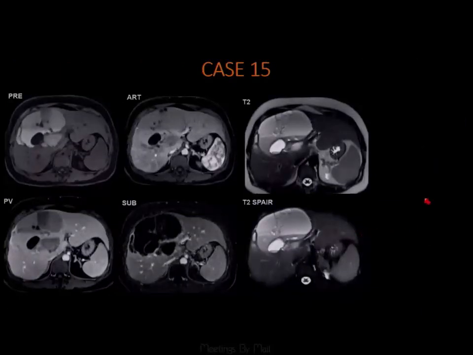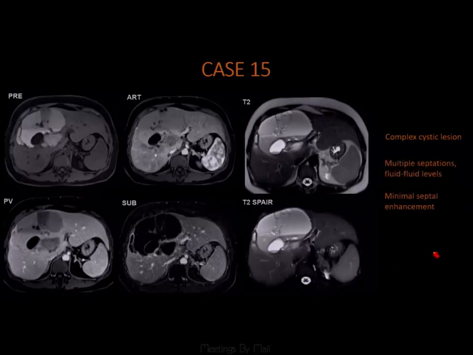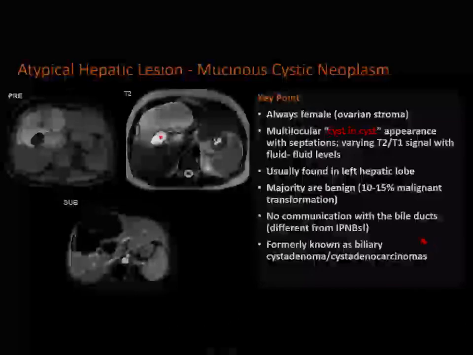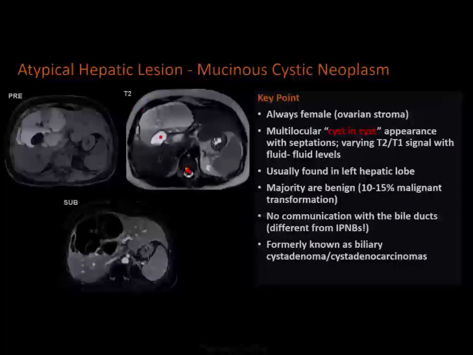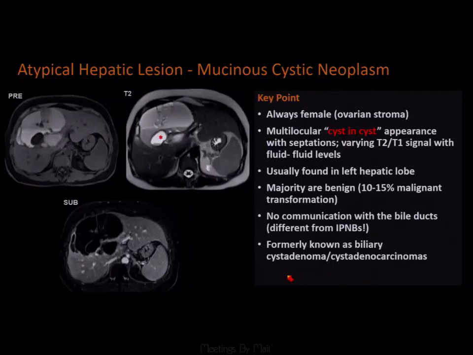All right, case 15. Here we have a complex cystic lesion, multiple septations with fluid levels. There's minimal septal enhancement. This is our mucinous cystic neoplasm of the liver. It always occurs in females. They're lined by ovarian stroma. It has a cyst appearance, usually found in the left hepatic lobe. Majority of these are benign, but 10 to 15% can have malignant transformation, so they do come out.